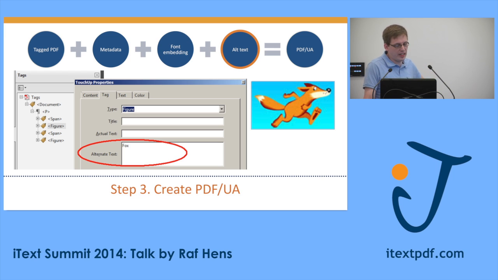Looking at the tagging again, you can now see that the first image has an alt text saying Fox, and if you let Acrobat or Adobe Reader read this file out loud, it will now really say the quick brown fox jumps over the lazy dog, while before it would say the quick brown jumps over the lazy, and just skip the images because it cannot read out loud images, of course.